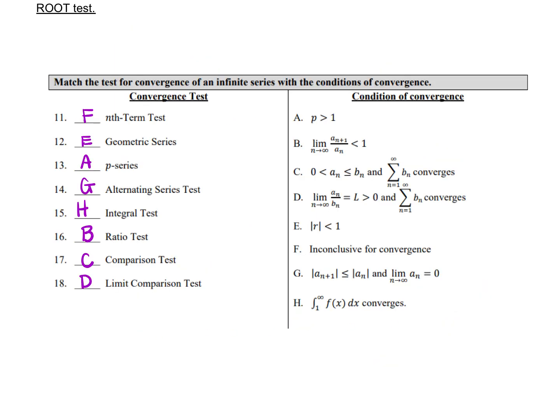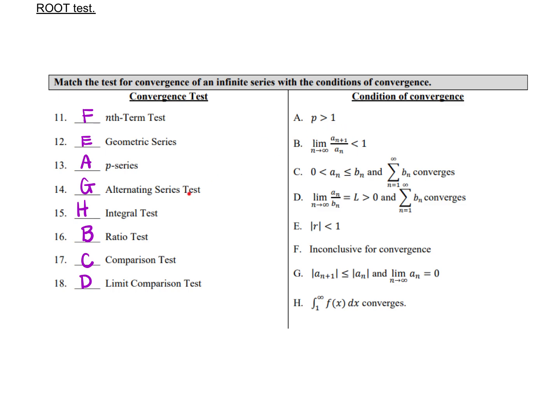And here's just matching up some of the different tests. The nth term test says that if the limit is not equal to 0, then it diverges, otherwise it's inconclusive for convergence. There you go. Geometric series says r's got to be less than 1 for it to converge. P series, p's got to be bigger than 1 for it to converge.